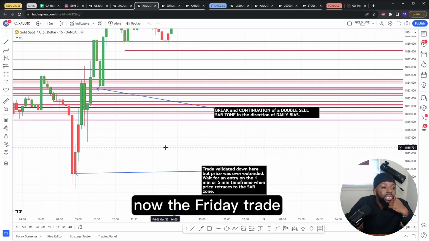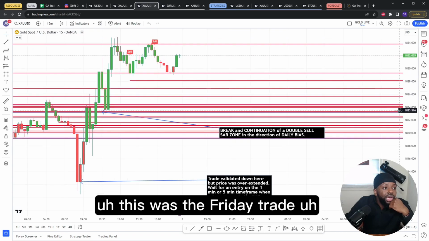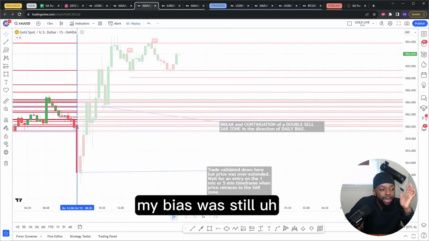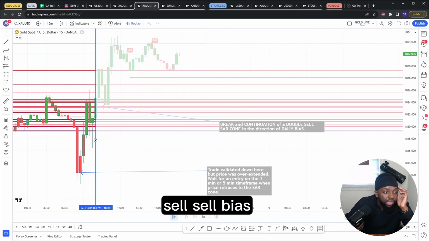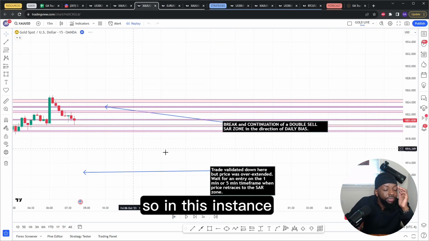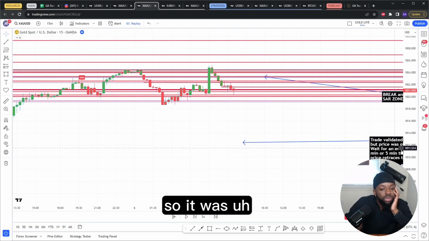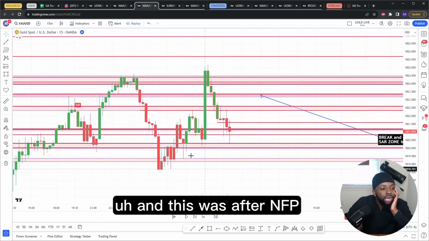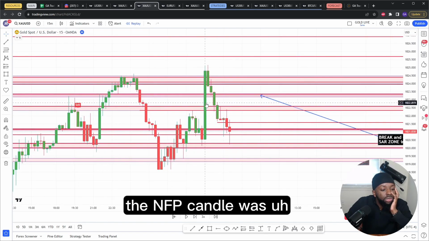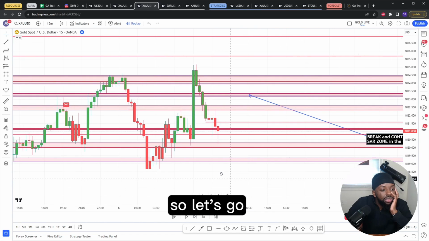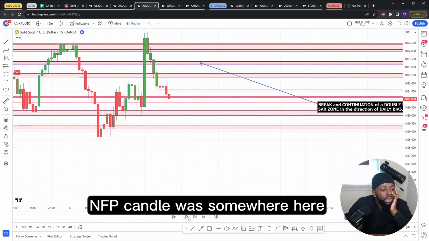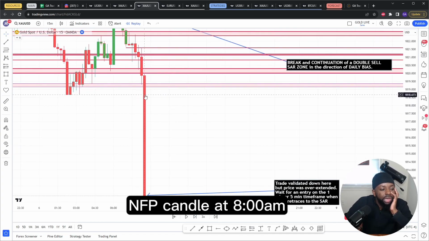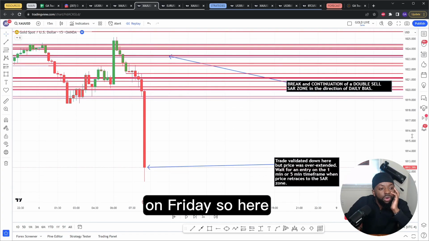Now the Friday trade, which was yesterday, so I'll go ahead and replay that. It was the same thing. My bias was still sell bias. So in this instance I'll go back. It was around the same entry, and this was after NFP. The NFP candle was somewhere here. That was the NFP candle at 8:30 a.m. Yep, 8:30 a.m. on Friday.